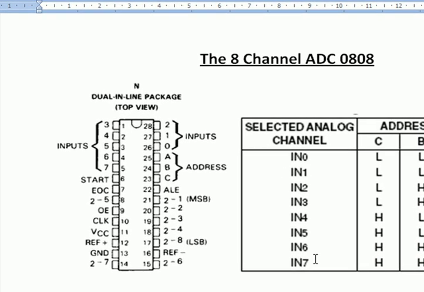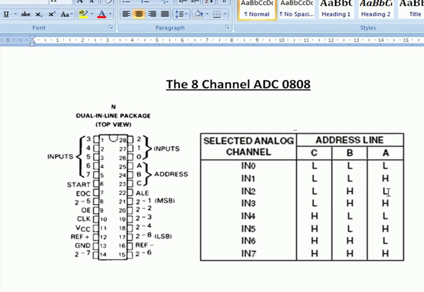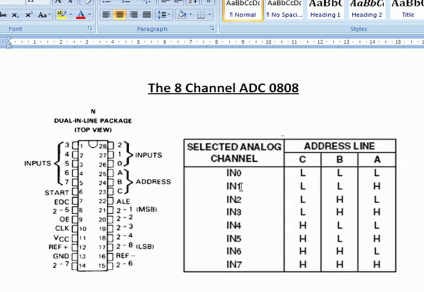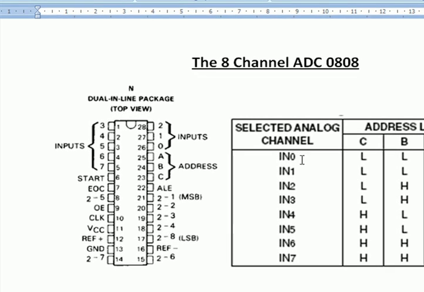What is multiplexing mode? We have address lines A, B, C. If A, B, C are all low, it will accept analog input 0 only. If it is low, low, high, it will accept input 1, and so on. If we keep it in multiplexing mode, it goes on in sequence continuously, and the inputs will be scanned from input 0 to input 7, and the digital output is developed at the digital output.